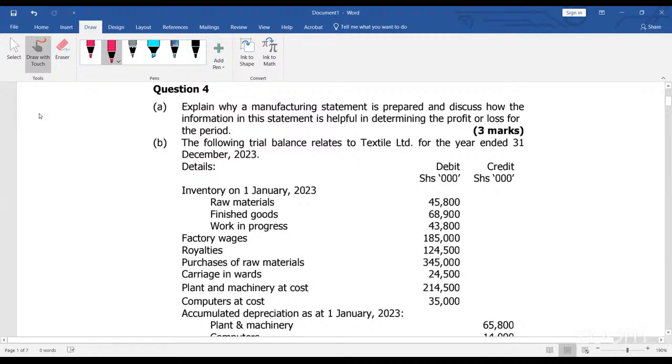Why is the manufacturing statement prepared? You know the reason we prepare that statement is to determine the costs that are being incurred to produce the goods or services. So let me just put something small here. Manufacturing statement.